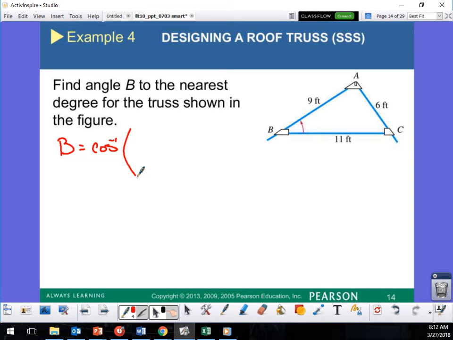Now, do you remember the pattern? What goes first? Cosine and B squared, right? Minus. So what is my B squared here? 6 squared. Very good. Minus 9 squared. Minus 11 squared. All over negative 2 times C, which is 9, times 11. There we go. There is a pattern for this all the time.